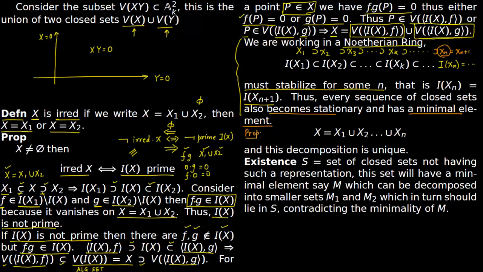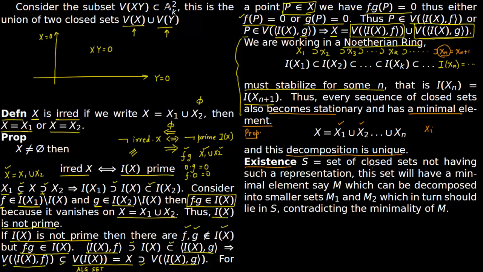So the proposition is that you take an algebraic set, you can decompose it like x1 union x2 all the way to union xn, where each of these xi's is irreducible. So x1 is irreducible, x2 is irreducible, x3 is irreducible, and so on. That is, each xi is irreducible. And the second thing is that this decomposition into irreducible components is unique. So let us start with existence.